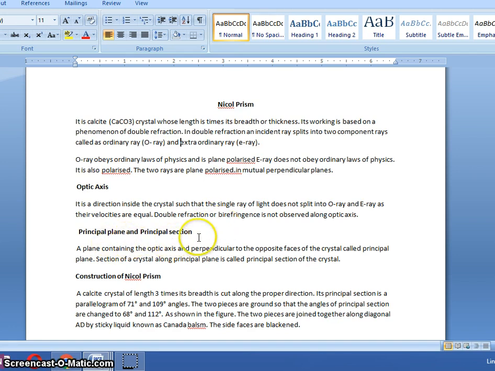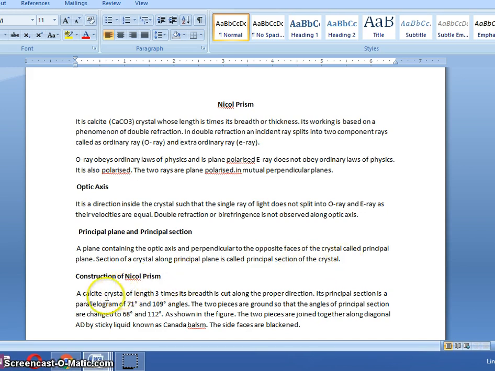Double refraction is not observed along the optic axis. Principal plane and principal section. A plane containing the optic axis and perpendicular to the opposite faces of the crystal is called the principal plane. The section of a crystal along the principal plane is called the principal section of the crystal.